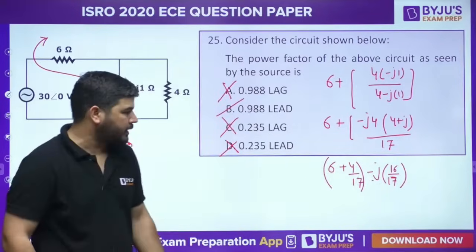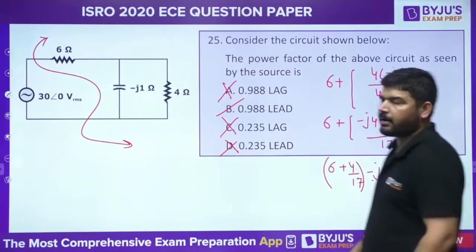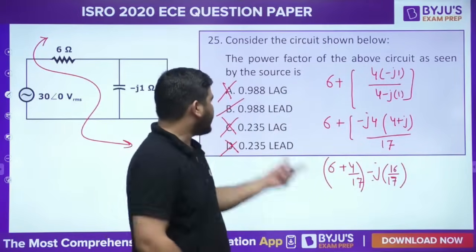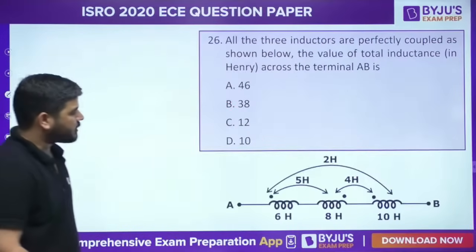So directly you can calculate. There is no need to apply a calculator, or no need to check cos phi from here, or calculate the angle from here. So you can directly tell the answer using this impedance value. Let's come to the next question.